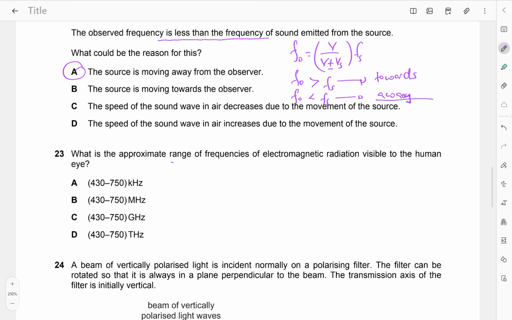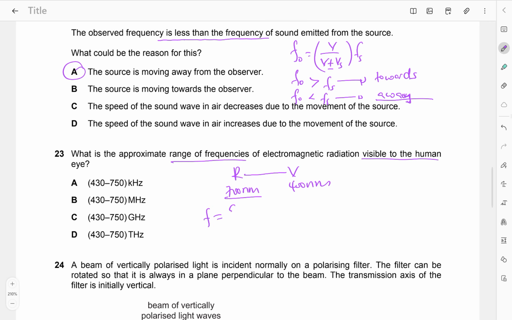What is the approximate range of frequencies of electromagnetic radiation visible to the human eye? Visible to the human eye is between red and violet. Red is 700 nanometers. Violet is 400 nanometers. I'll only check red. Find the frequency using the equation v = λf.